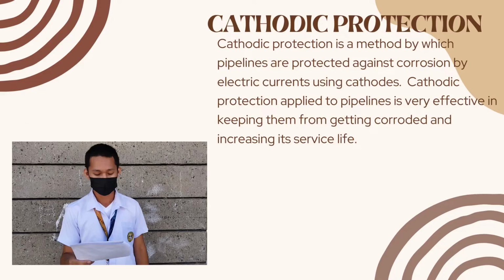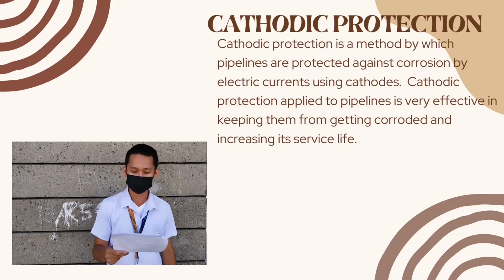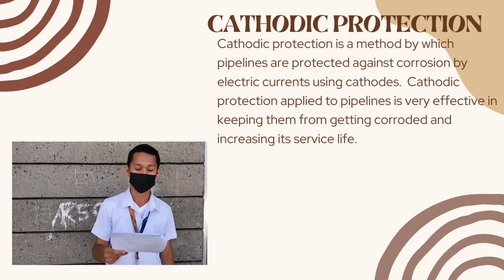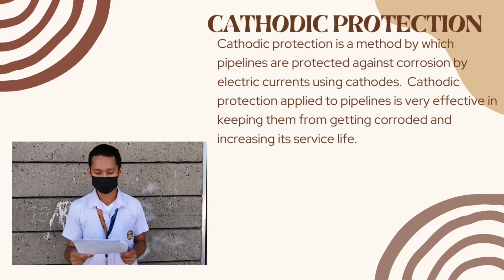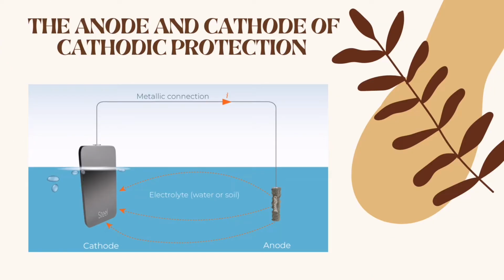Cathodic protection. Cathodic protection is a method by which pipelines are protected against corrosion by electric currents using cathodes. Cathodic protection applied to pipelines is very effective in keeping them from getting corroded and increasing their service life. The anode and cathode of cathodic protection. The pipe acts as a cathode of an electrochemical cell by receiving current from an external anode, in order to make the current pass through the electrolyte directly to the anodic sites on the surface of the pipeline.